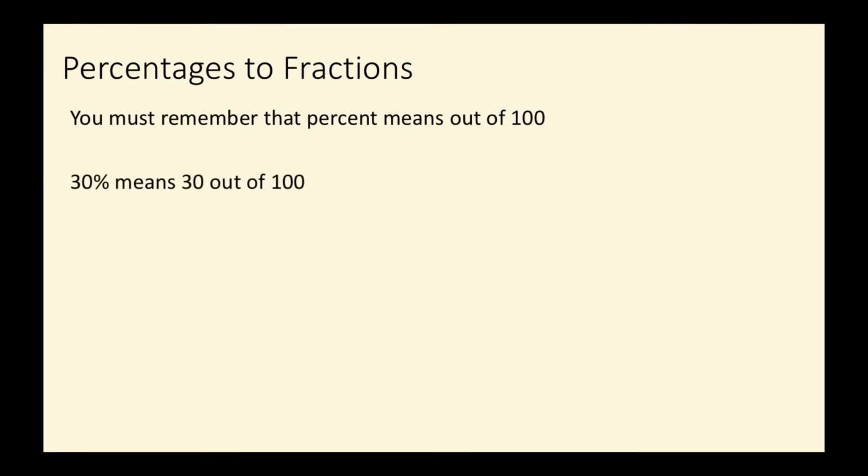Okay, so let's look at this one. And 30% means 30 out of 100. So we write 30 out of 100 like this as a fraction, and then we cancel it down. Again, these both end in 0, so I can divide by 10, giving me 3 over 10. Now, 3 is actually a prime number, so I know that that won't go any smaller.